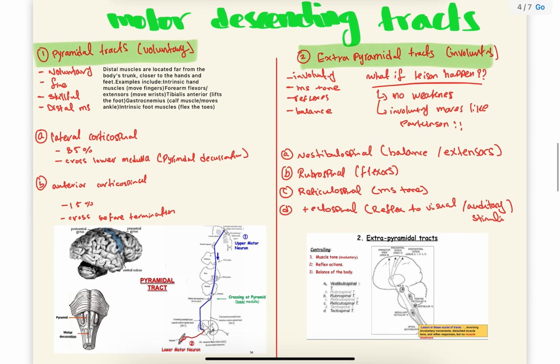Now, for the extrapyramidal tract, which is involuntary, it's associated with the muscle tone, with the reflexes, and with the balance. Now, a question comes to mind. What if a lesion happens here? What will happen? Is weakness going to appear? No. What's going to appear is involuntary movements, like Parkinson's disease.